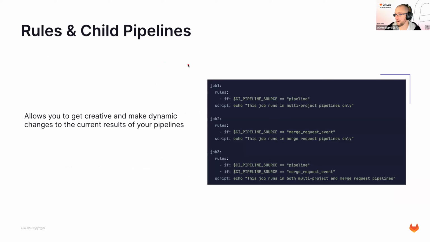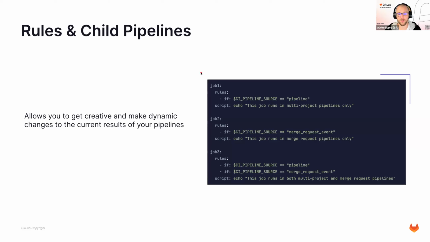Okay, and from there, you can mix things. I've shown you the rules, so you know how to define rules to consider running your jobs in certain cases and not other cases. And you can add rules on your jobs to determine if a job is being triggered as a child pipeline or from a merge request, from a commit, from wherever. But you can also know that you're running in a downstream pipeline.